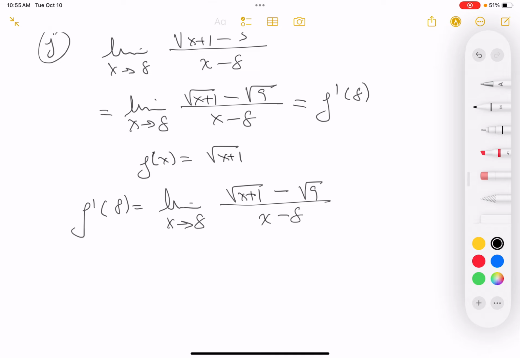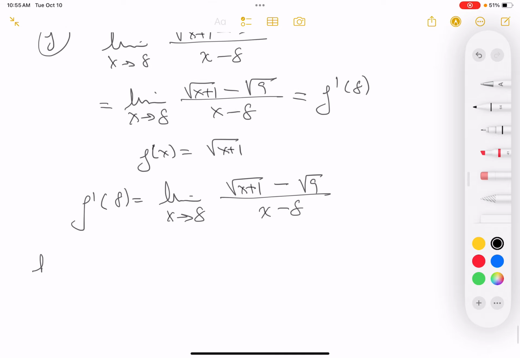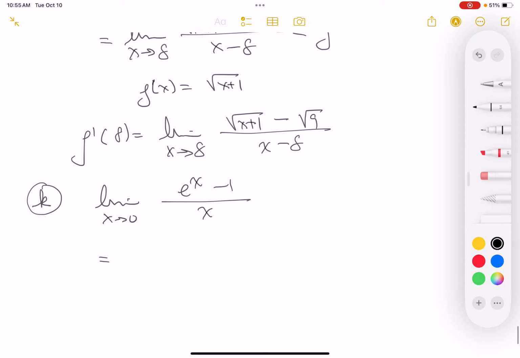Let's go to letter K. And that's going to be the limit as x goes to 0 of e to the x minus 1 over x. I'm going to read it a little differently. It looks a little strange to me. I'm going to write it as the limit as x goes to 0 of e to the x minus e to the 0 over x minus 0. Same meaning, by the way.